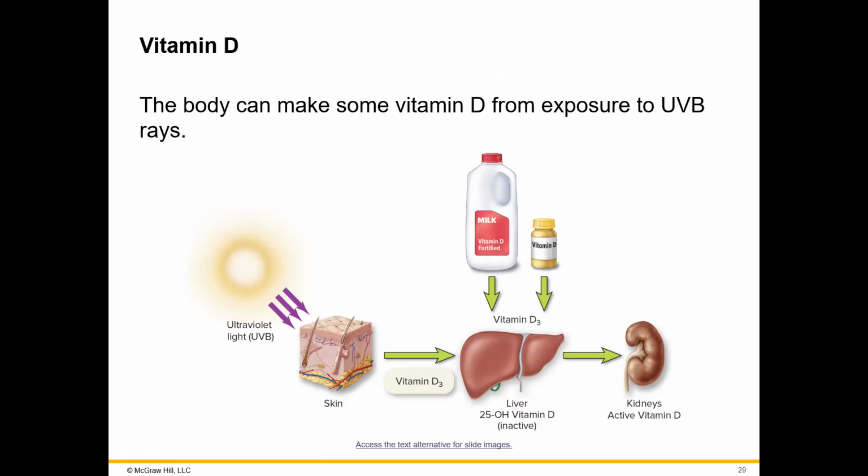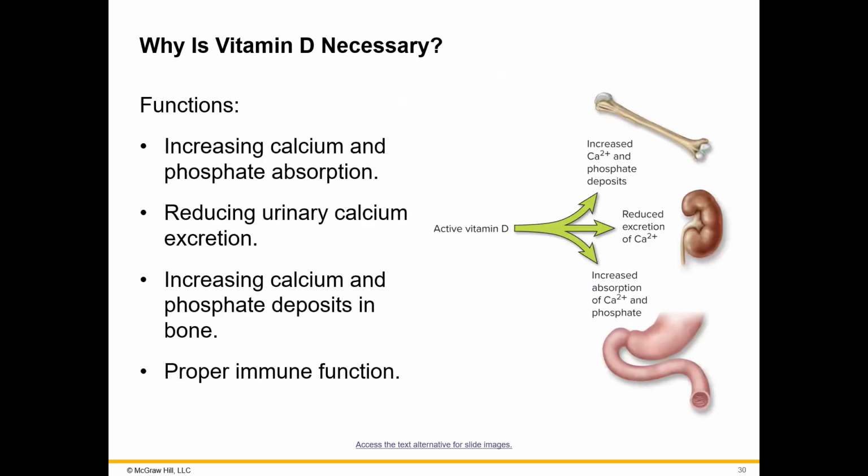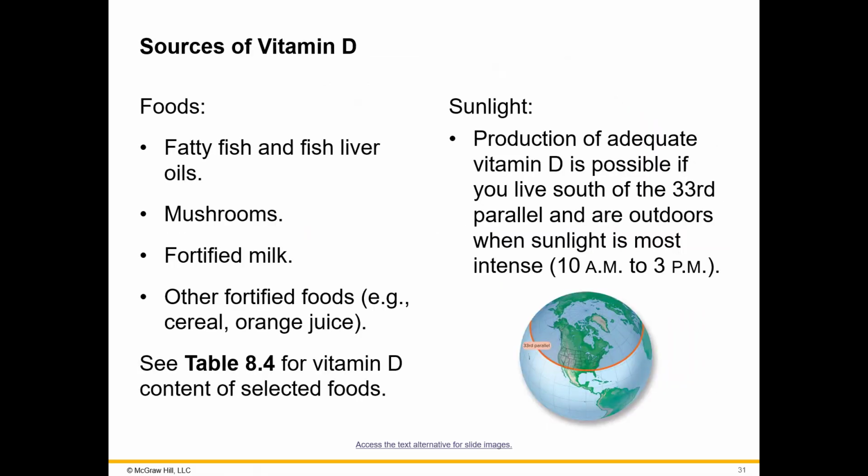It helps to increase calcium and phosphate absorption in the bones. It helps your kidneys to reduce the excretion of calcium so that we don't lose it. Vitamin D is involved in your immune system and a few others, but those are the three main uses of vitamin D in the body. The food sources for vitamin D are the fortified milk, like we said, some organ meats, and of course, sunlight.